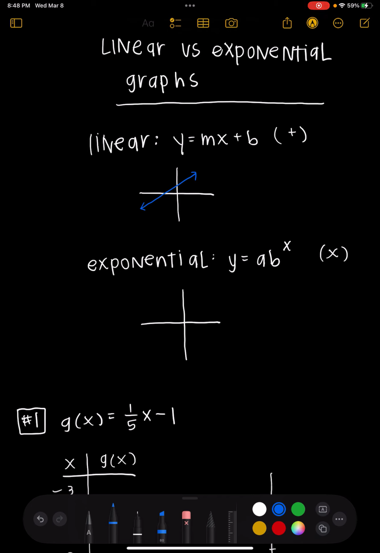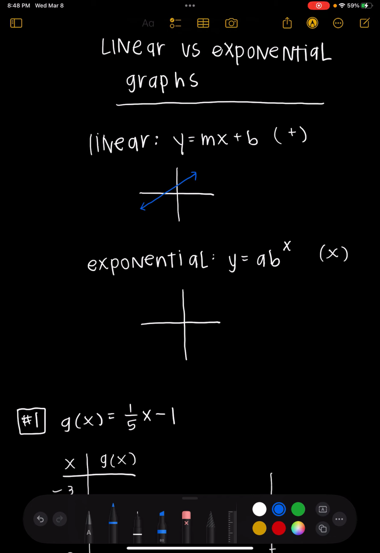And linear functions represent something that you're adding to every time. So if I added 1 every time, that would create a linear function. If I added 2 every time, I would create a linear function. If I added negative numbers, it would create a linear function. As long as I'm adding the same number every time, it creates a linear function.